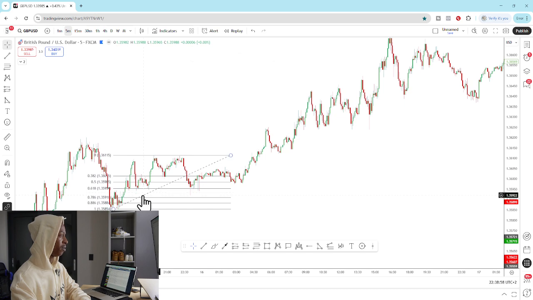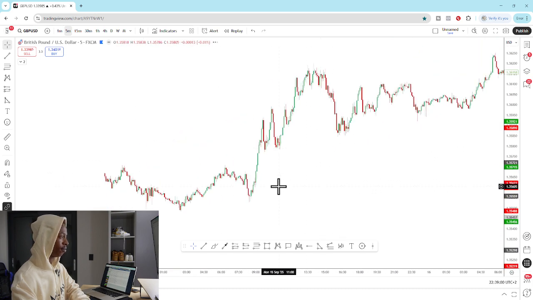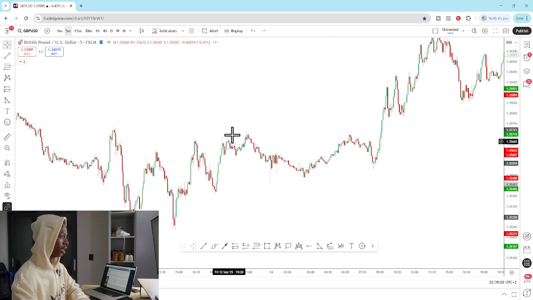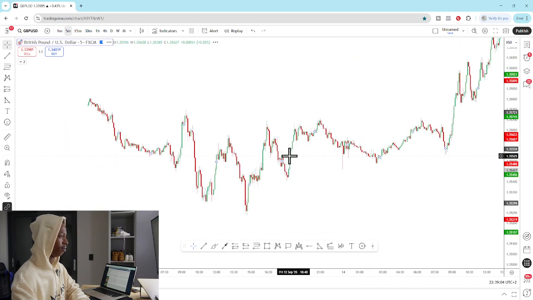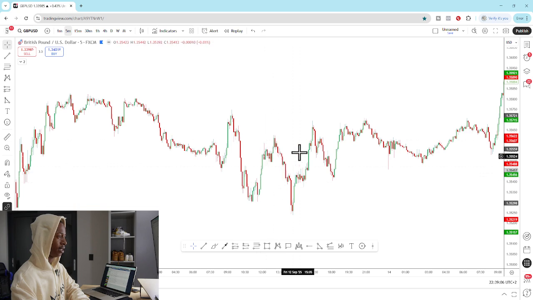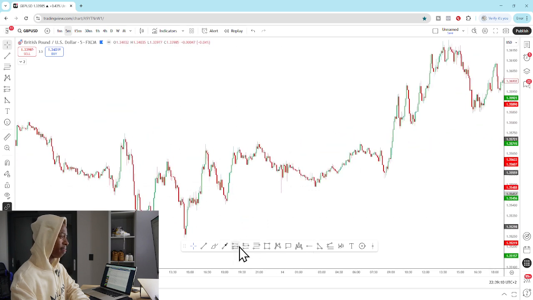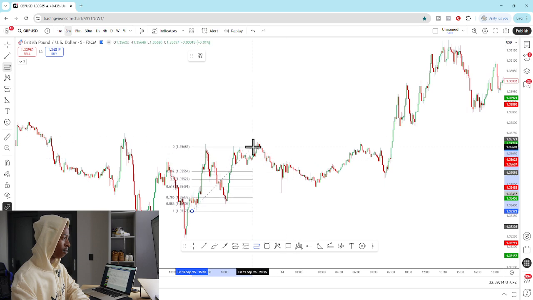So let me just go a bit more backwards with data. Okay, I can see a level here, push up. Okay, no, nothing clear here. Price is pushing up. I think here, let's see. Right here.